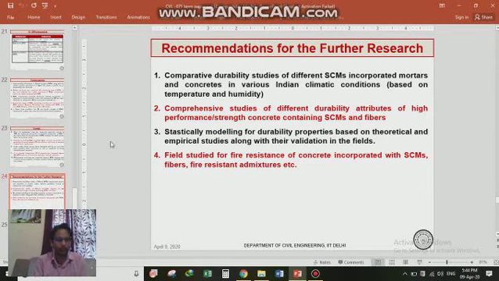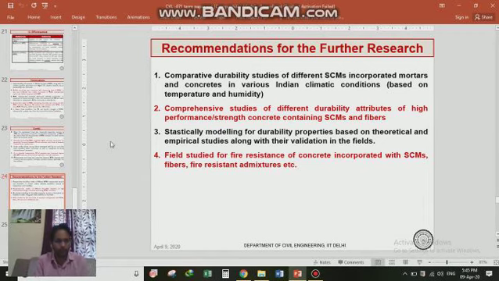Further comprehensive studies of different durability attributes of high performance, high strength concrete containing SCM and fibers like steel fibers can be conducted with statistical modeling, and the statistical modeling of durability properties based on theoretical and empirical studies, not only theoretical but also empirical, and different models can be developed by central composite design method or Box-Behnken design method, etc.